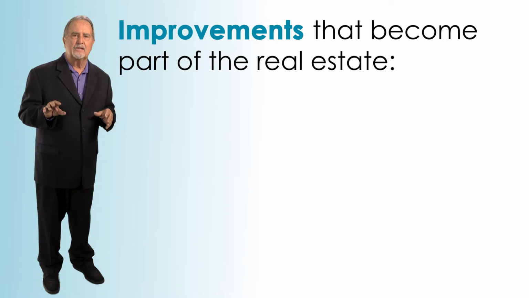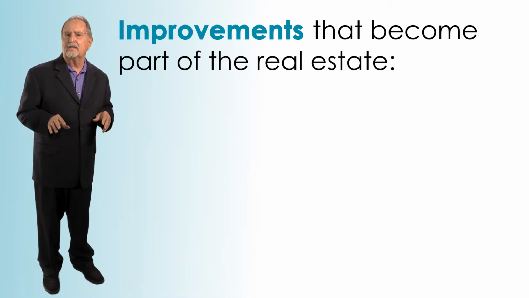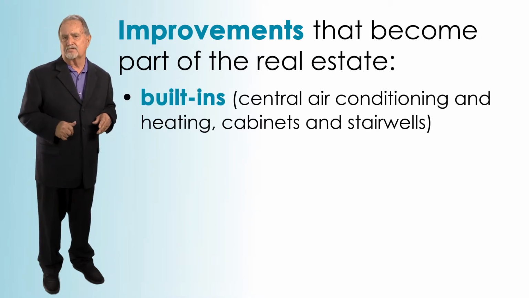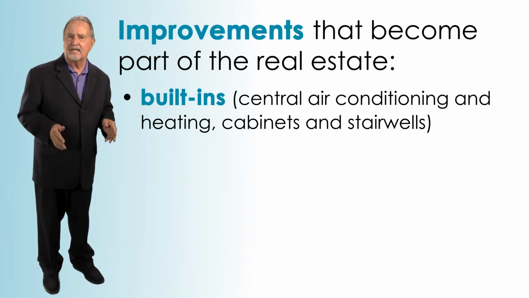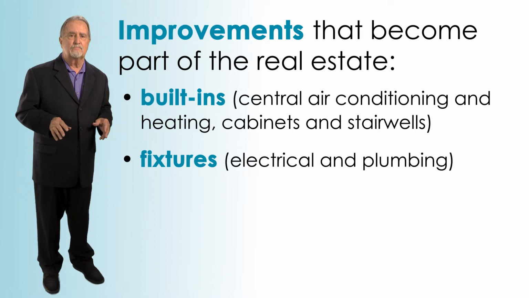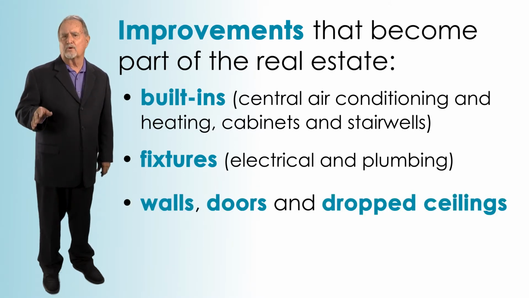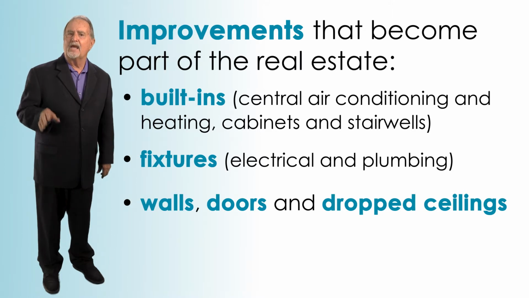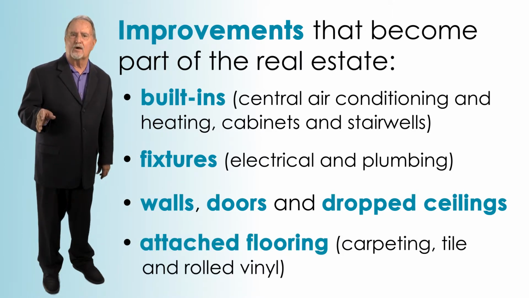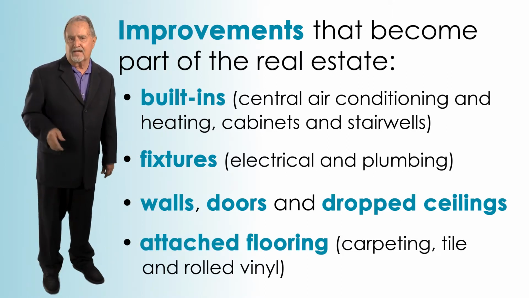Examples of improvements that become part of the real estate include built-ins such as central air conditioning and heating, cabinets and stairwells, fixtures such as electrical and plumbing elements, walls, doors and drop ceilings, and attached flooring including carpeting, tile, and rolled vinyl. Now, improvements attached to the building become part of the real estate, but there are exceptions, big exceptions.